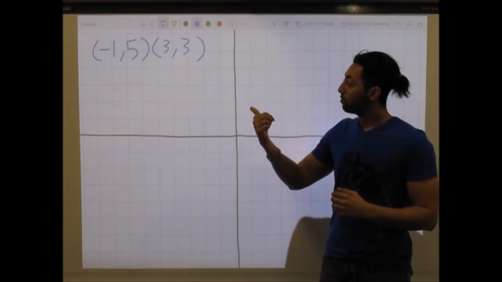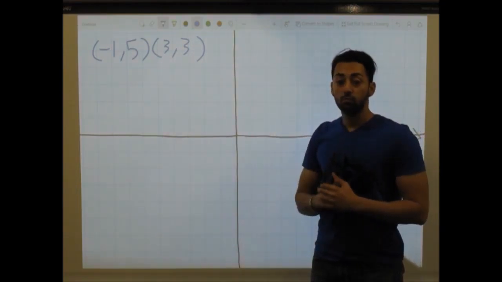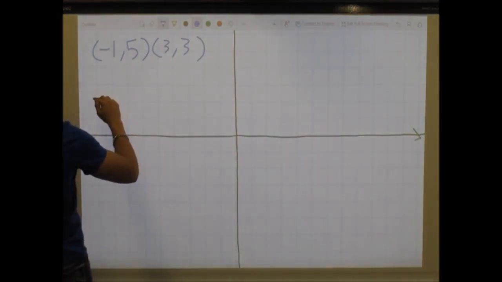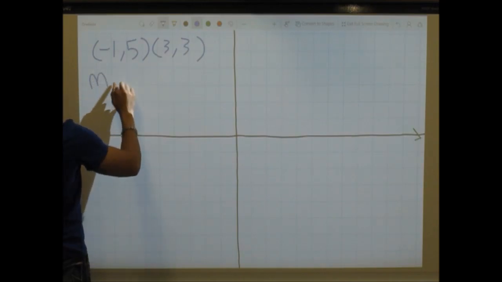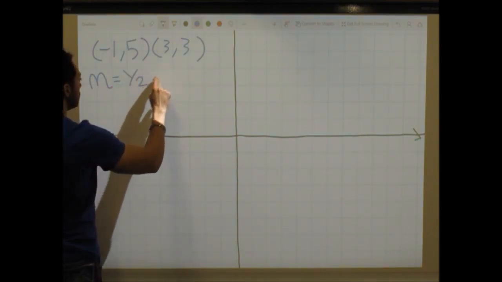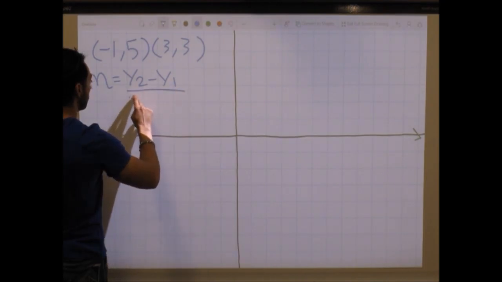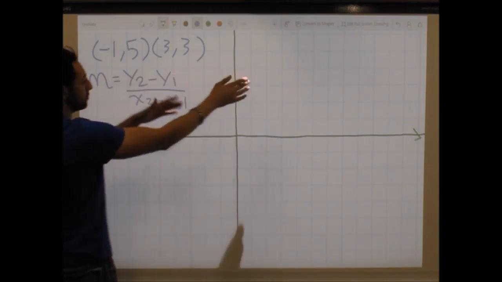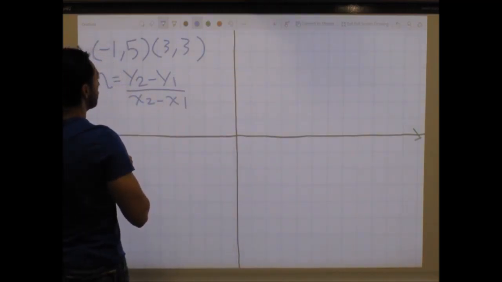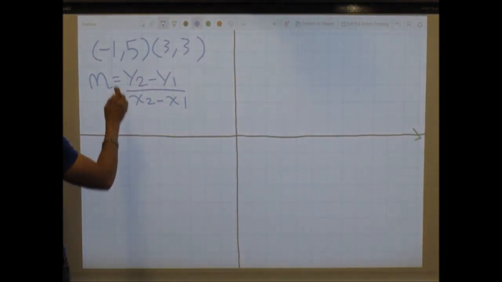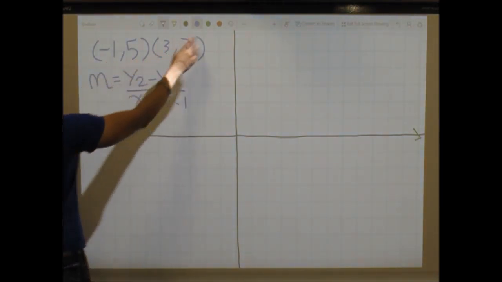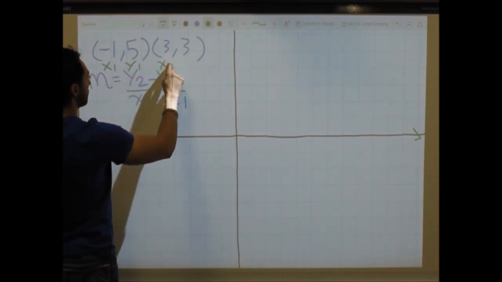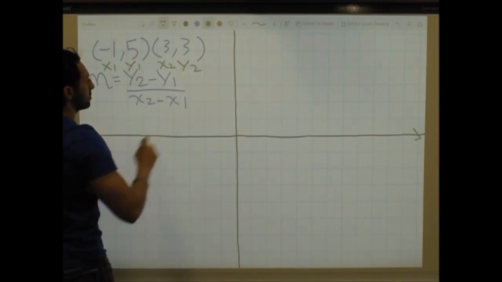Okay, so I'm going to compute the slope of the line going through these 2 points algebraically, and then we'll look at how that ties in graphically. So again, the slope formula is m is equal to y2 minus y1 all over x2 minus x1. I'm going to move to this side of the board. I'm just going to stay consistent and call this x1, y1, and this x2, y2, and apply the slope formula to it.